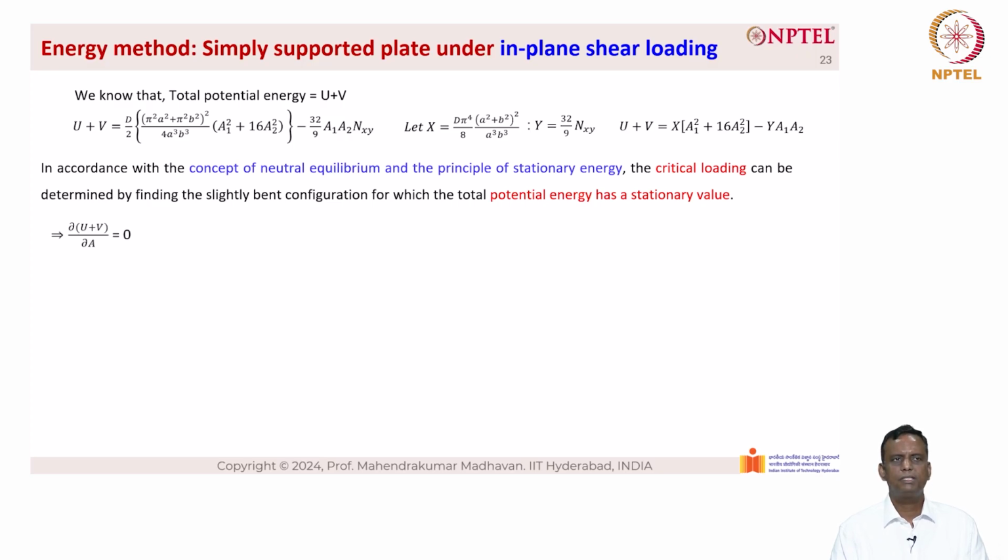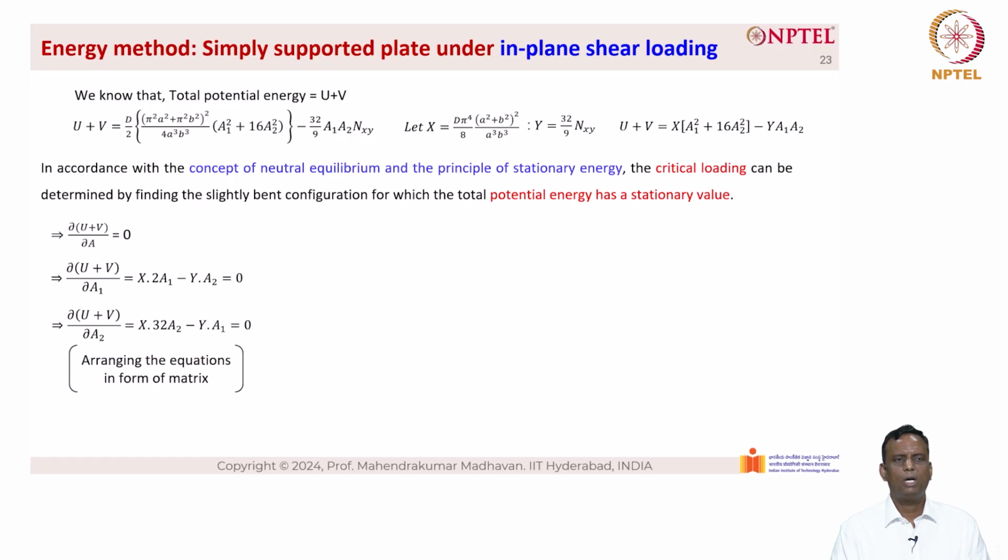Now, when we differentiate the total potential energy with respect to a1, we get dou of U plus V divided by dou a1 equal to x into 2a1 minus y into a2 equal to 0. And similarly, dou of U plus V divided by dou a2 equal to x into 32a2 minus y into a1 is equal to 0. So, arranging the equations in the form of a matrix, we have 2x, minus y, 32x is equal to 0. So, we have 64x square minus y square equal to 0. So, 64x square equal to y square. We have 8x equal to y.